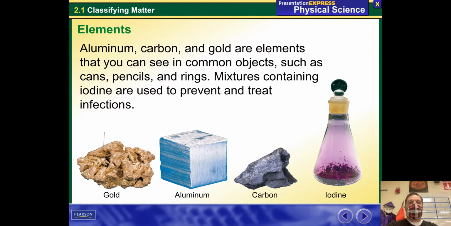Aluminum, carbon, and gold are elements that you can see in common objects such as cans, pencils, rings. Mixtures containing iodine are used to prevent and treat infections. So when Mr. Adams had surgery on his hand last week, my hand was colored almost like an orangish brown color. That's because they put iodine on my hand because it kills off any infection. It reduces the chances of me getting infected when they cut me open.